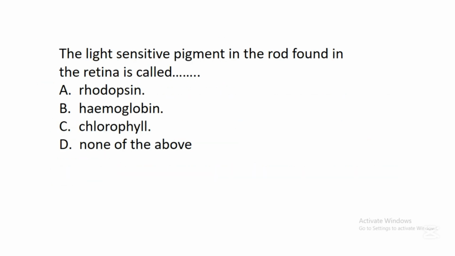The next question says, the light-sensitive pigment in the rod found in the retina is called dash. A. Rhodopsin, B. Hemoglobin, C. Chlorophyll, D. None of the above. In this question, the correct answer is A. Rhodopsin. So this rhodopsin is the light-sensitive pigment found in the light-sensitive cell known as rod. This rod is found in the retina.